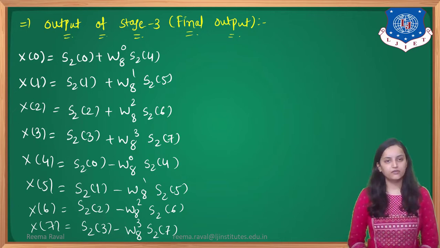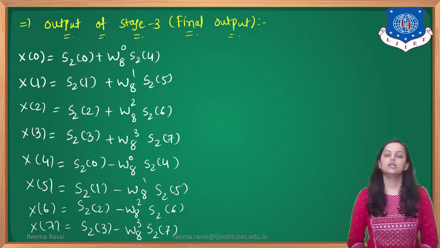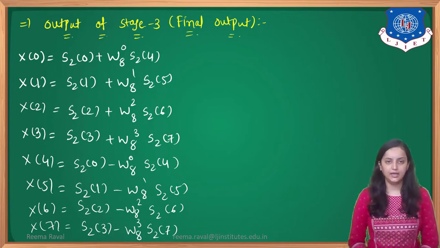X of 6 equals S2 of 2, that is the stage 2 output for instant 2, minus W82 S2 of 6. And the final output, the eighth point output X of 7, equals S2 of 3 minus W83 S2 of 7. So these are the endpoint outputs for the final stage according to the structure which we have seen.